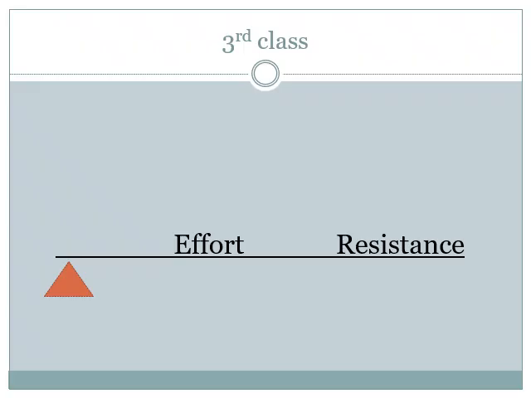However, in this case, if we were to measure again, here's our effort arm, here's the resistance arm. So if you're looking at that, which one's longer? Okay, if you're saying to yourself, well, the resistance arm is longer, you are correct. Which means that in the case of the third class lever, you always have a mechanical advantage less than one.